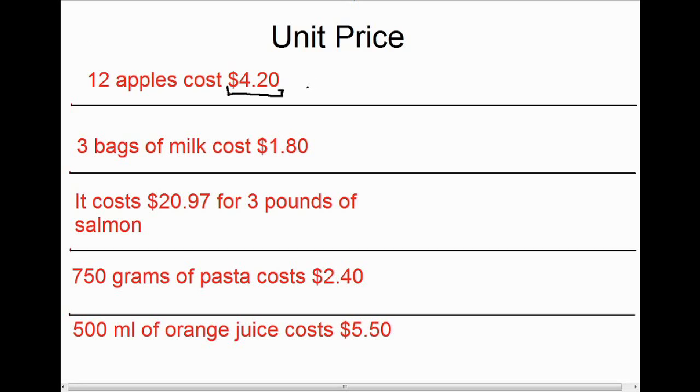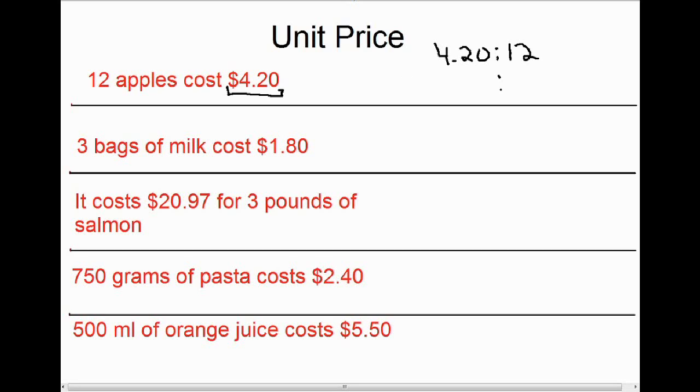The total cost here depends on the number of apples. So we're going to put the total cost here first. And the total cost is $4.20. And it's $4.20 for every 12 apples. So we would write that as $4.20 to 12. Well, in unit price, as I said, what we're really asking is what is the price of one apple?